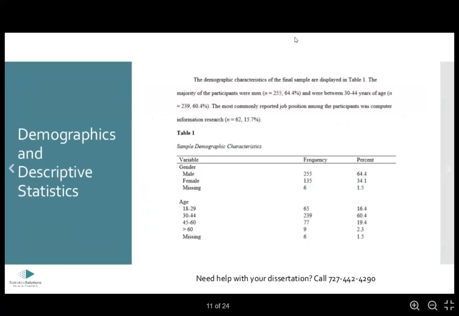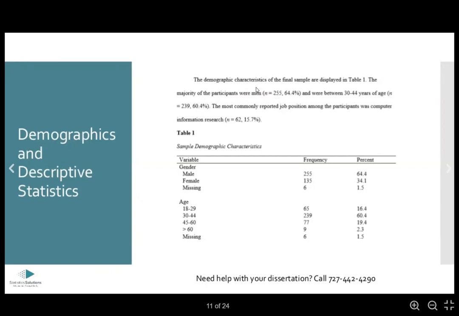Okay, so another example. Here's an example of how you might present your demographic characteristics. Typically, you will want to do this in a table format just for ease of readability. And you'll also want to provide a brief narrative description before the table to give a summary of what the table says. So in this case, they are again telling us what the sample size was.